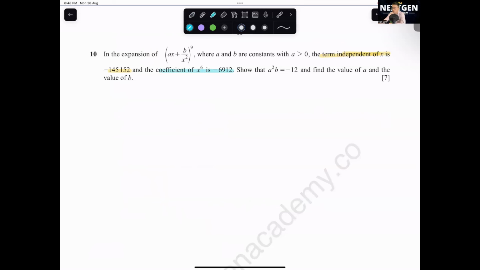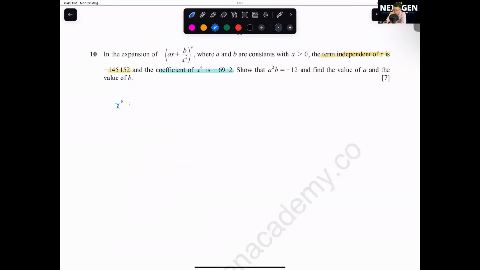Okay, so what's the first thing that we want to find? Basically, the term where x to the power of 0 will give me negative 145,152. So we need to know the formula first. But we look at the x first. One is x, one is x squared. So my a value is x, my b value is 1 over x squared. The question to ask is how can I construct the term where x to the power of something and 1 over x squared to the power of something will cancel out to become 0.